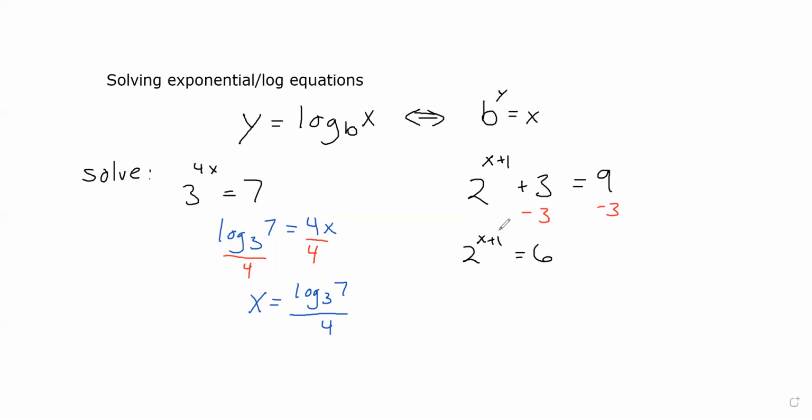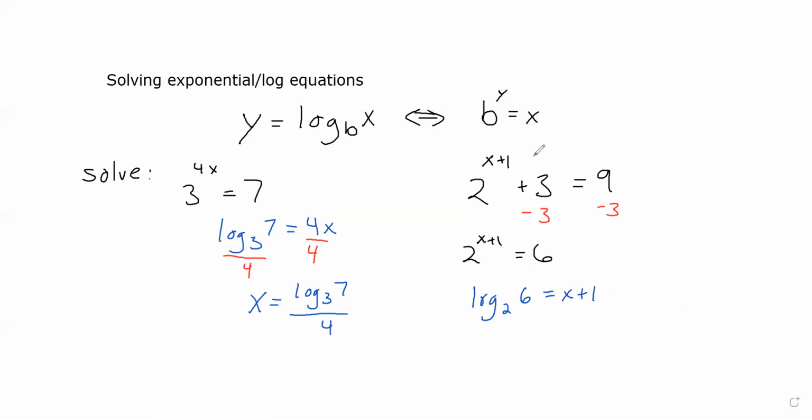When x plus 1 is in the exponent position, this whole thing on the left, this expression, is actually a function, so we can't just take part of it out. Short answer is nope, you can't do anything with that 2 because it has that exponent there. So instead, we'll change forms. Now we have log base 2 of 6 equals x plus 1.